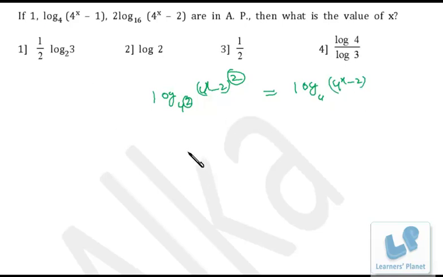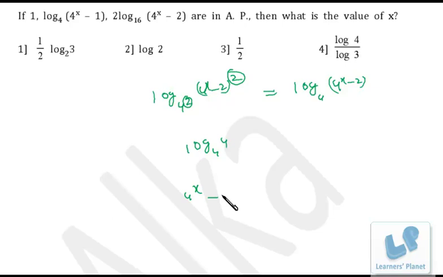And 1 can be written as log 4 to the base 4. Now this and the third one, all of these 3 have the base 4 and the 3 are in AP. Now you need to think 2 steps more, but you don't have to write them. If these 3 are in AP, what will happen? 2 times this term will be this plus this, right? And in case of logarithm, log A plus log B is actually log AB. That is what is happening over here.